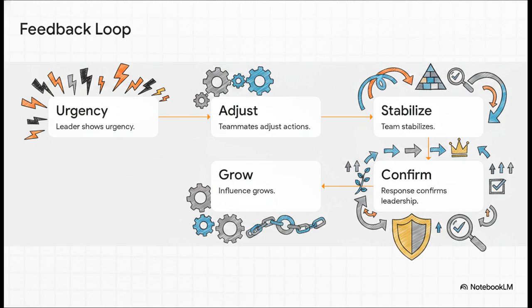Step 3, because everyone's working harder, the whole team stabilizes. Step 4, that improved play confirms that the leadership is real and effective. And finally, Step 5, because it worked, the leader's influence grows, making it even easier for the team to follow them the next time things get tough. It's a continuous, repeating cycle. Repeated standards reorganize a team completely, often without a single word being spoken.